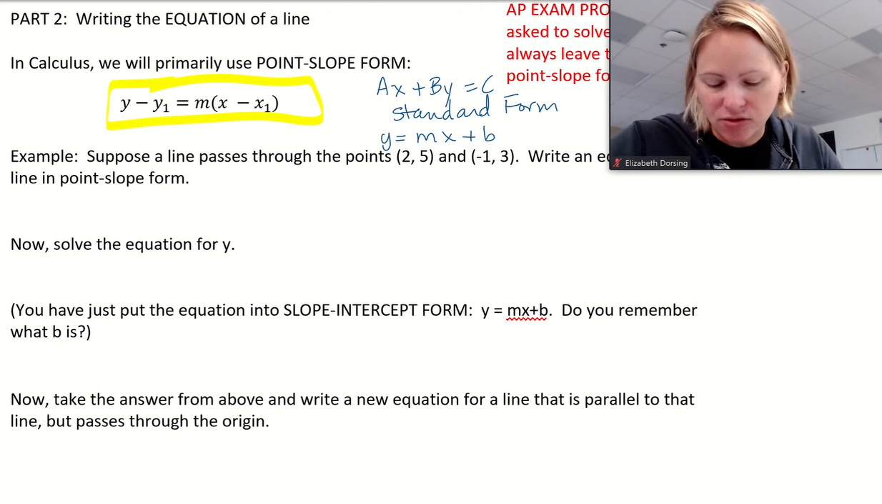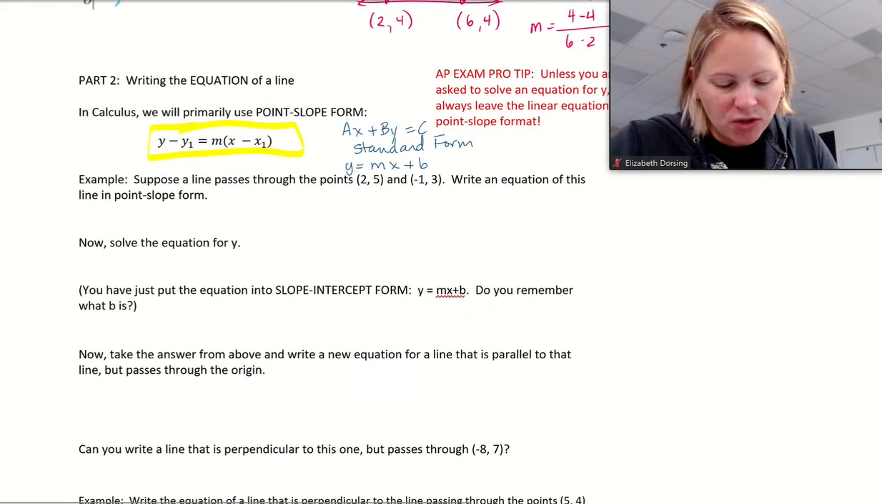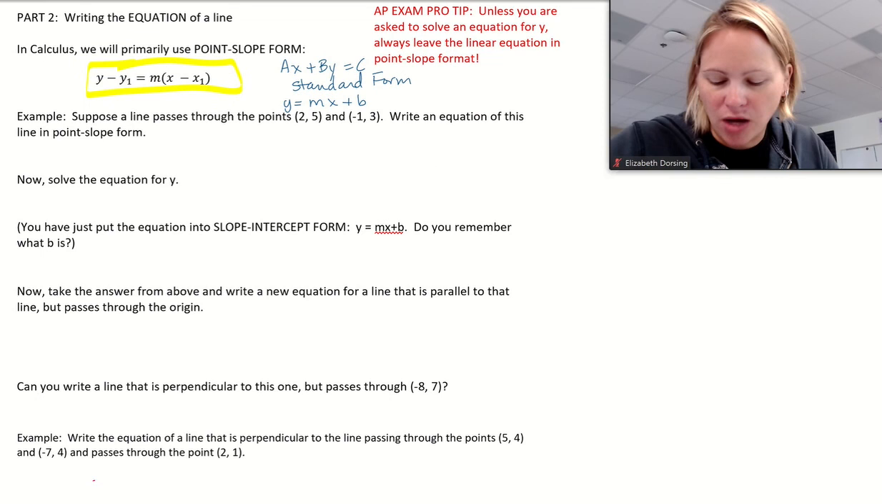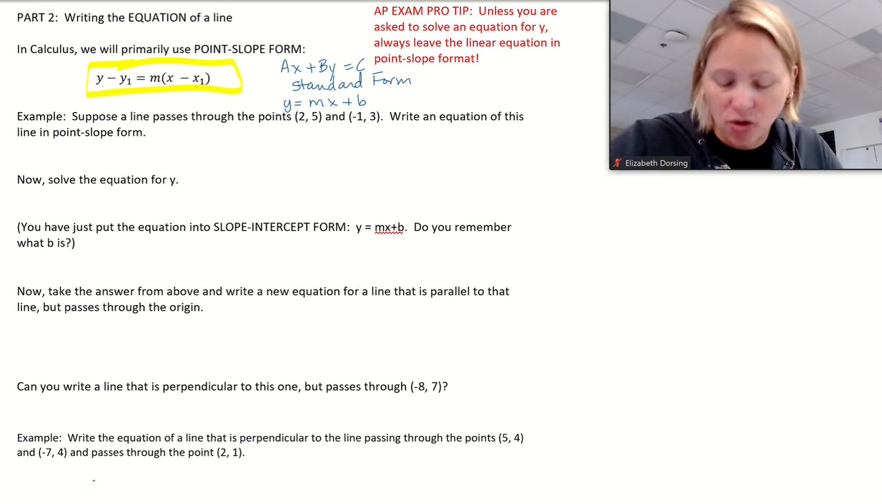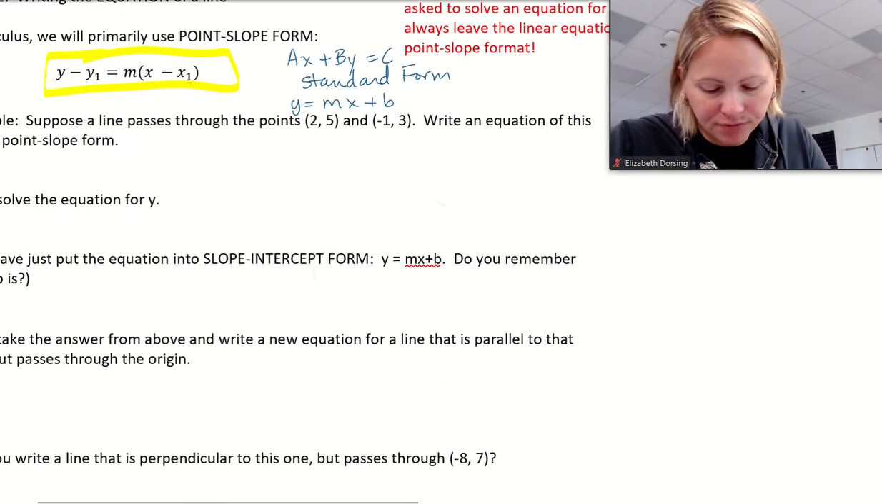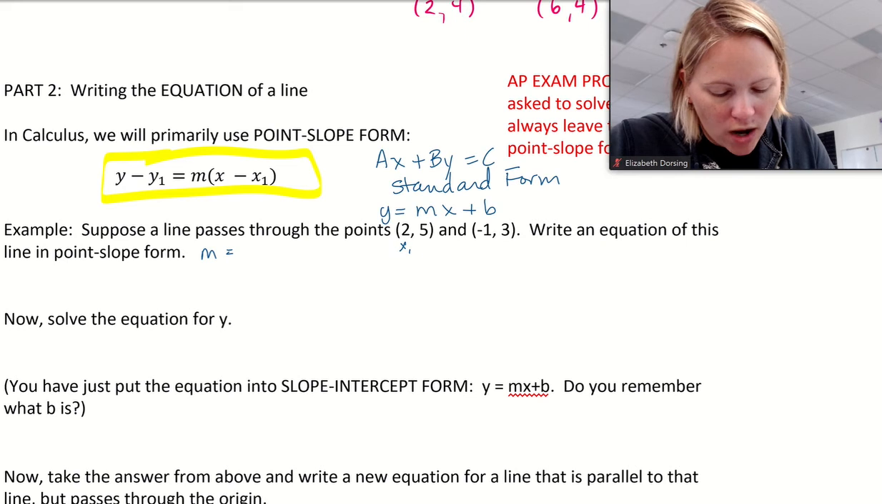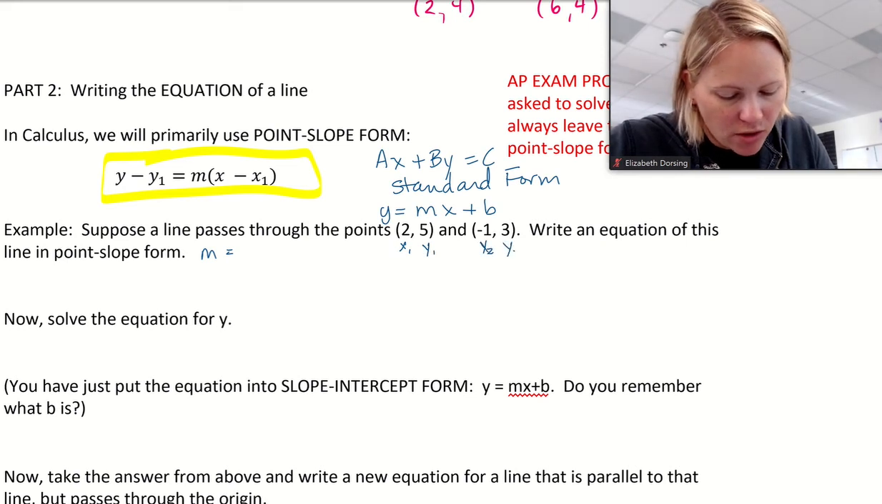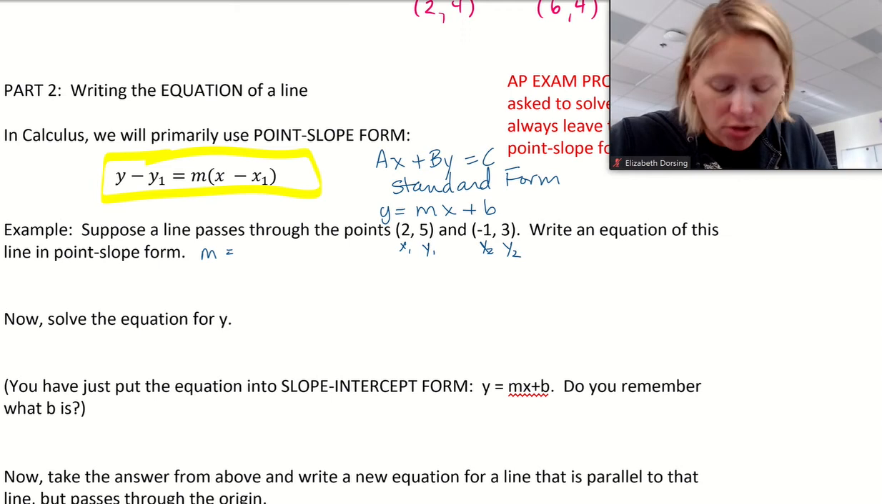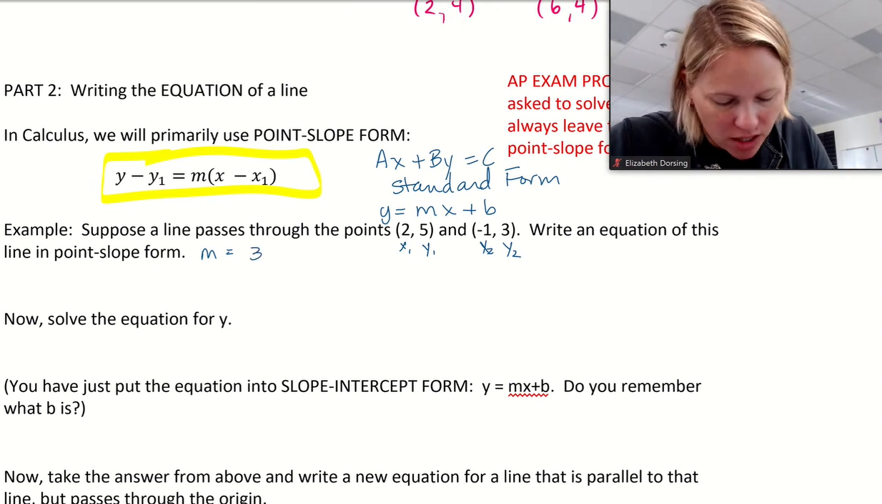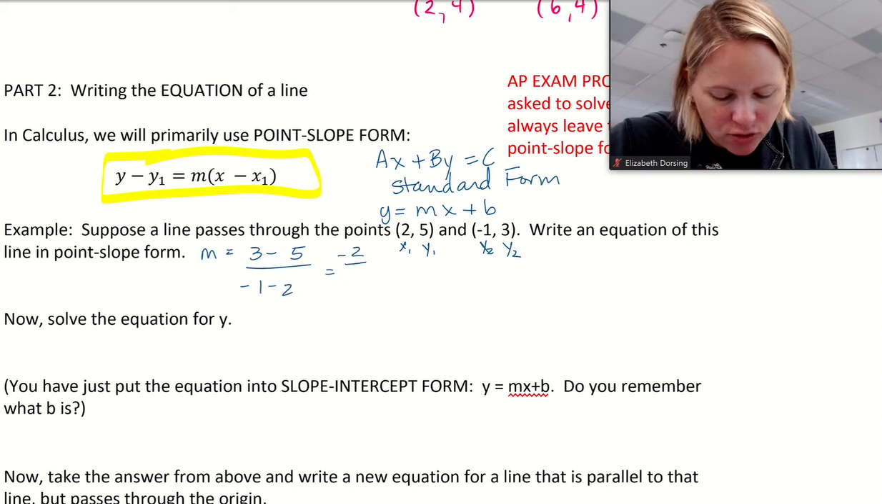So, suppose a line passes through these 2 points, (2, 5) and (-1, 3). We want to write the equation of this line in point-slope form. So I'm going to start by finding the slope. My slope is going to be y2 minus y1 over x2 minus x1. So I'm going to label these x2, y2. It doesn't matter how you label them. I just labeled them that way because that's the way they appeared. 3 minus 5 over -1 minus 2. That gives me -2 over -3, which simplifies to positive 2/3.